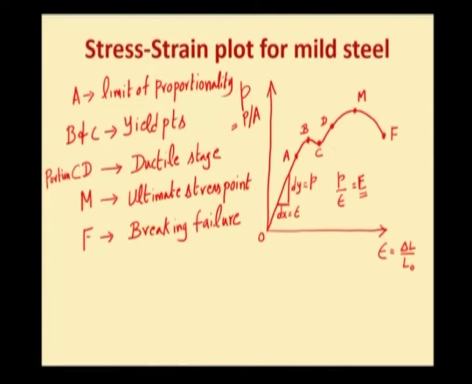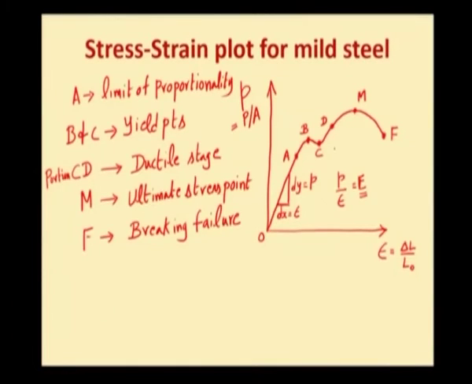Portion CD is known as the ductile portion or ductile stage, in which the material will behave like a ductile material. That is, the area of cross section of the steel rod will start to reduce along with the deformation. Point M refers to the ultimate stress point. So, at this particular stage, the steel has reached its ultimate strength.